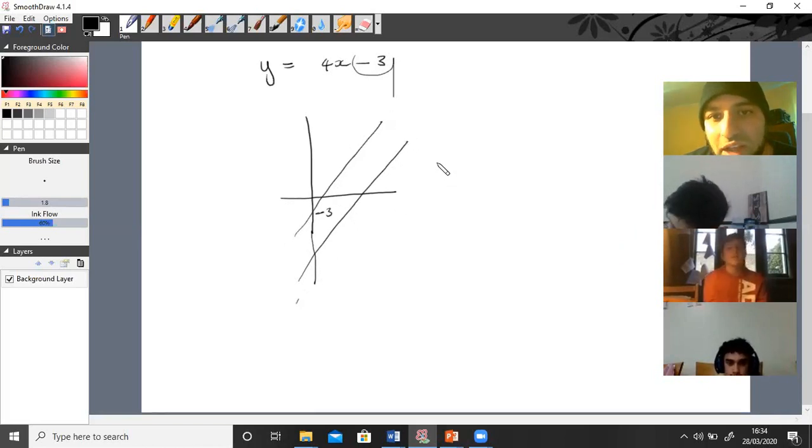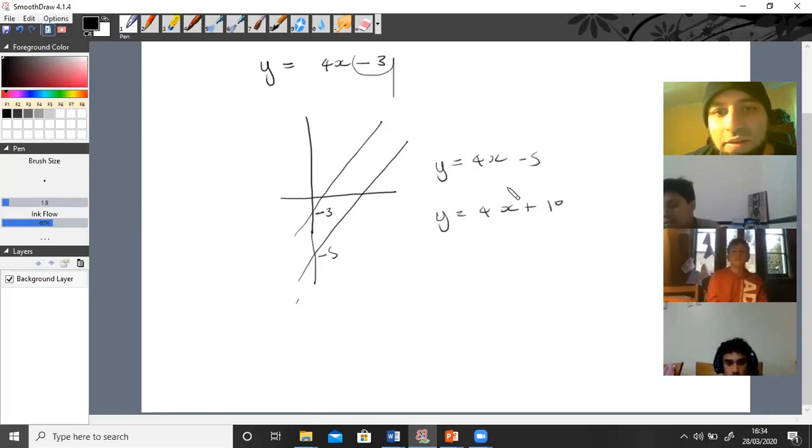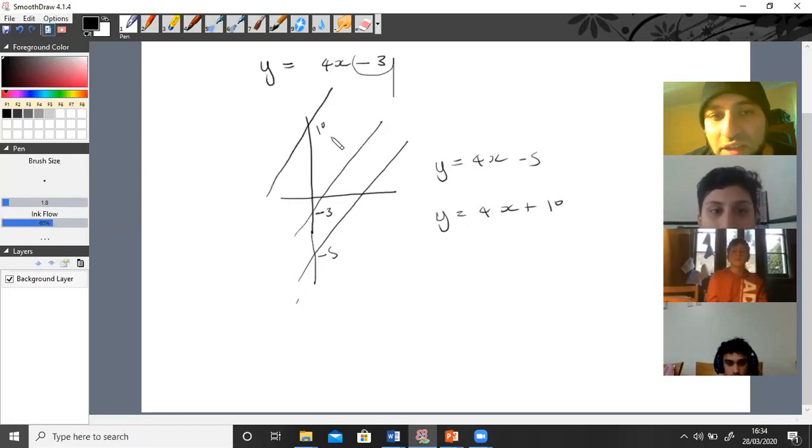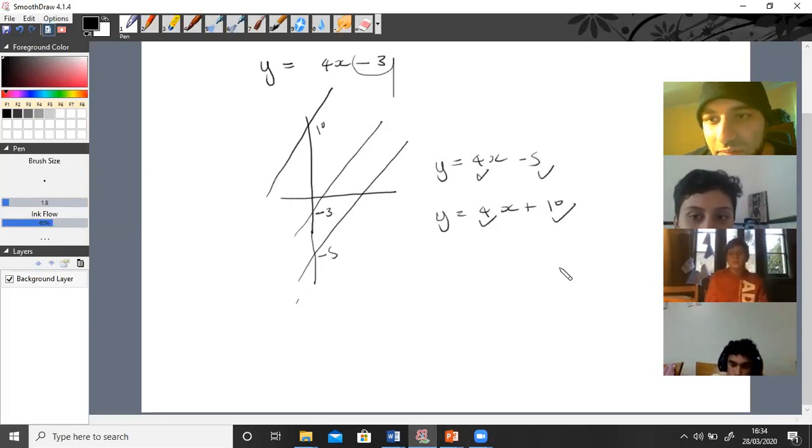You got that, yeah? So it becomes y equals 4x, and it might be intercepting somewhere else. It might be at -5, so it could be y = 4x - 5. It could also be y = 4x + 10, so it might be over here and intercepting at 10. Do you guys see what happens? Whenever two lines are parallel, they have the same gradient, but they'll have different intercepts. Clear? Okay, everyone okay there?